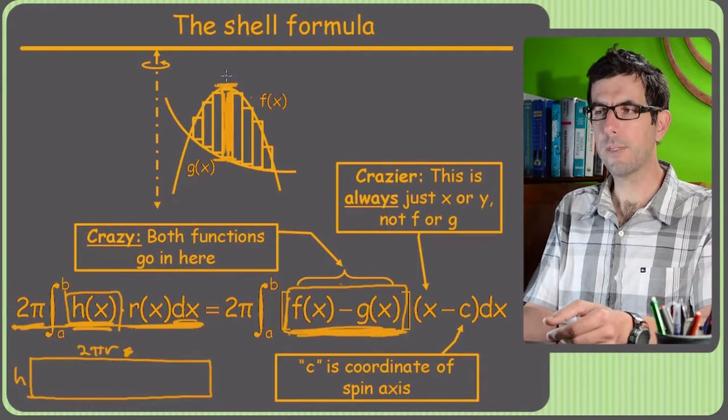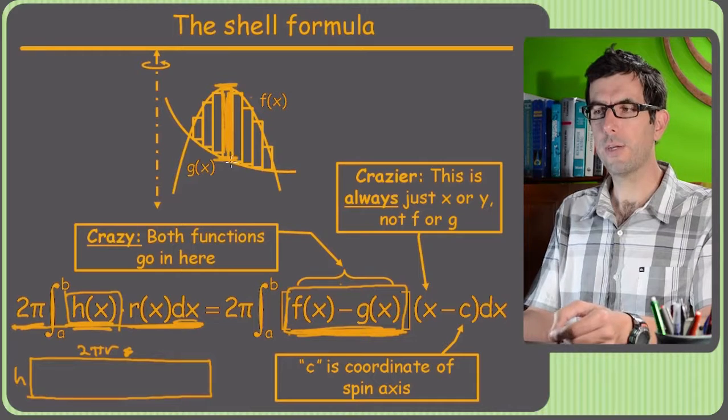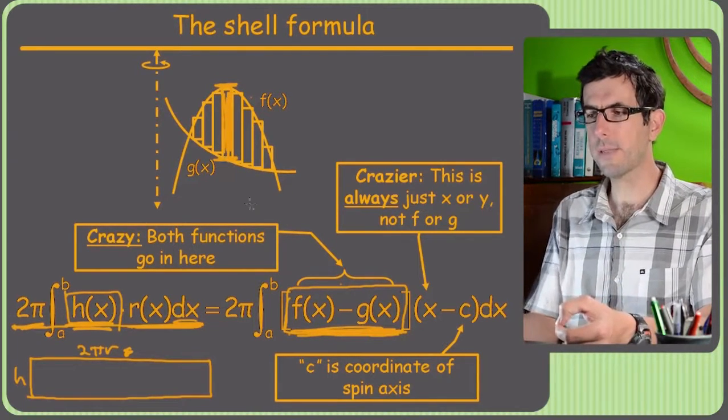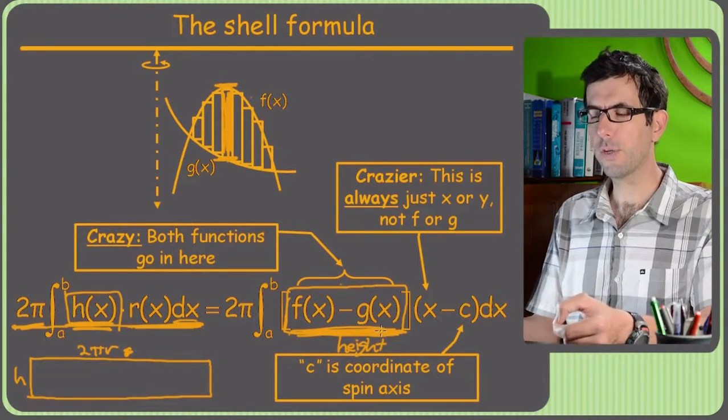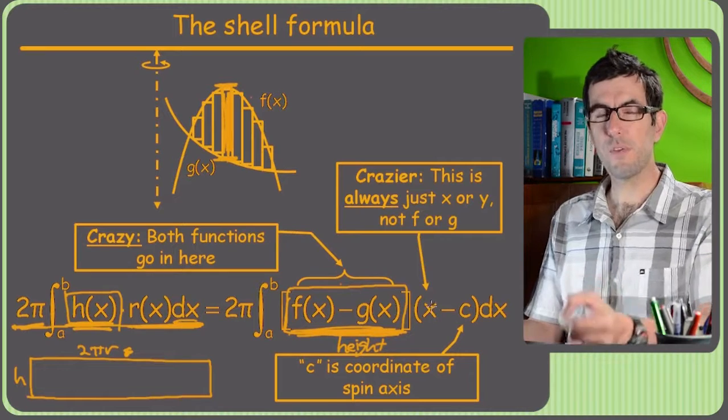Well, the y coordinate up here is just f of x. The y coordinate down here is just g of x. So that distance in between there is f of x minus g of x. And that's how we got this. That's just the height of each little rectangle.